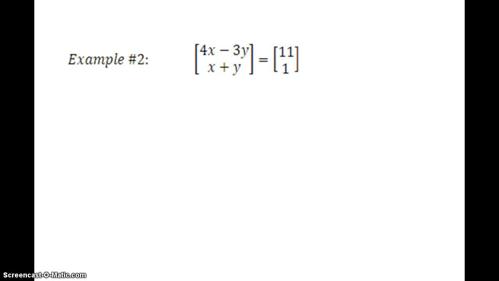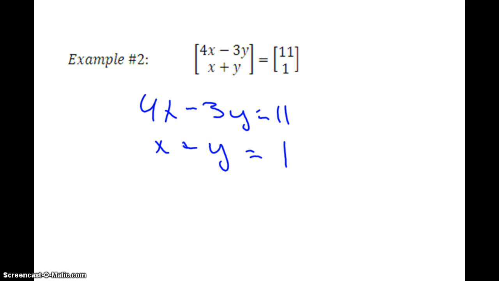Well, example 2, just like the last one. We have the problem 4x minus 3y equals 11, and x plus y is equal to 1. This time I want to use elimination. So by eliminating, I want to multiply this by positive 3. So we multiply by 3. That new equation becomes 3x plus 3y equals 3.